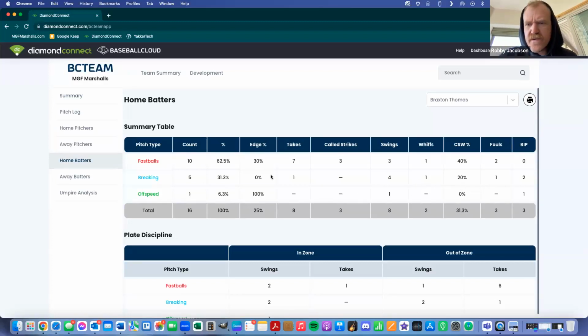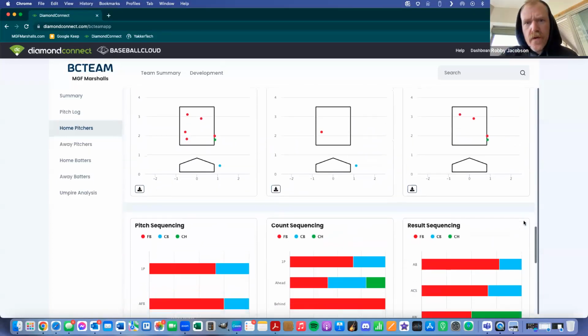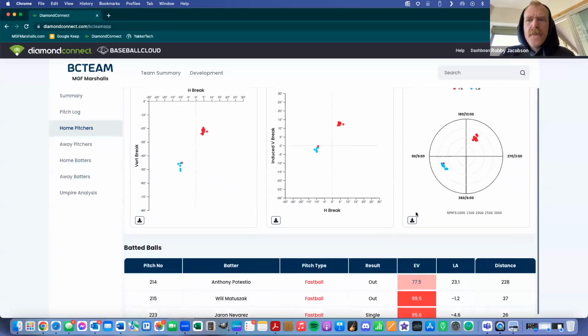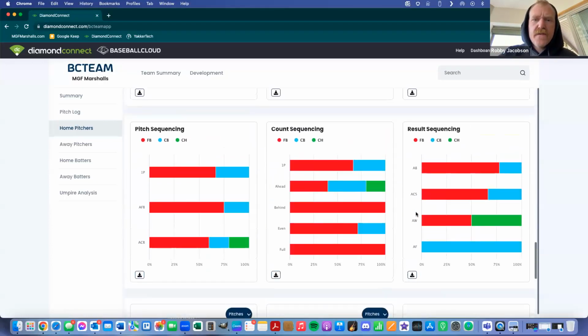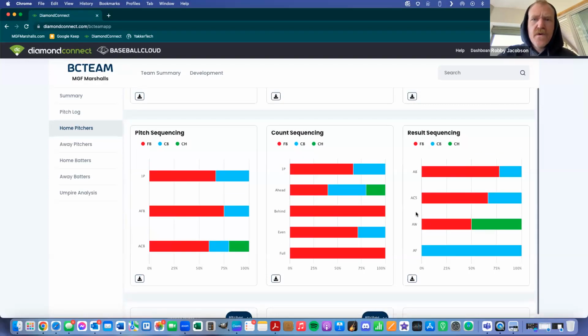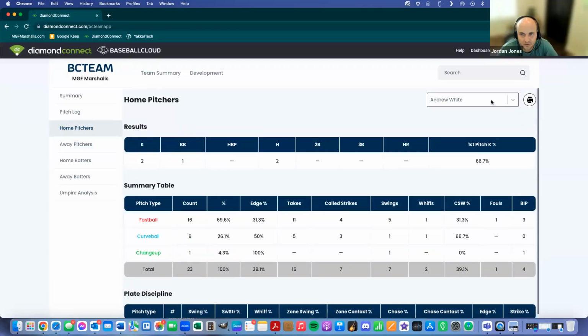Just another quick question. Sorry, guys. Go ahead. Just kind of heading back to where we're at with the pitches and the pitch sequencing. Again, is there an ability to have cumulative data for these graphs instead of just pitcher by pitcher? For the whole game, or for the series, perhaps. So for the whole game, this would be the cumulative data, even though it's just showing Andrew White. Oh, you're saying for the whole team?